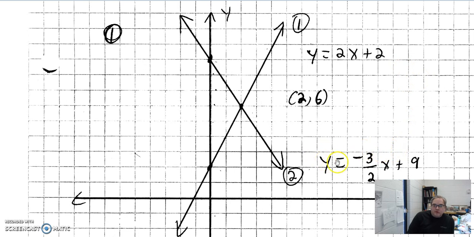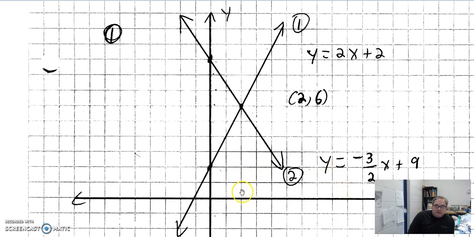The next one, y equals negative 3 halves x plus 9, I would start at 9, right there, and my slope's telling me to drop 3 and go to the right 2, and draw that line. And the question is, where do those lines intersect?